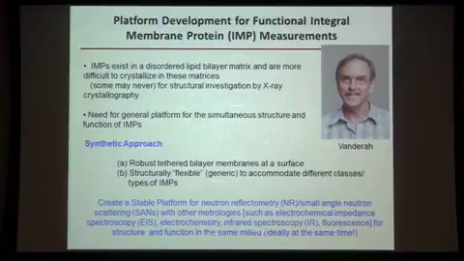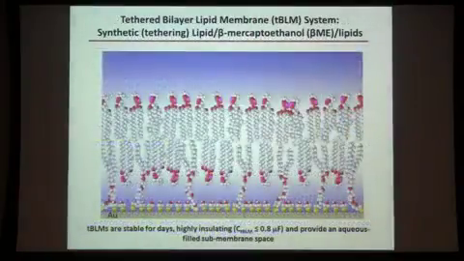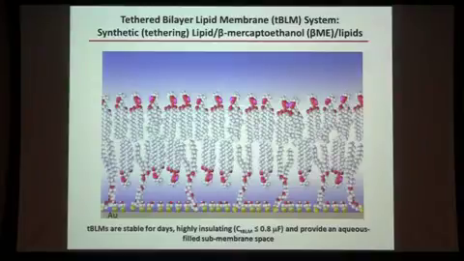And then again, to create a platform such that you can take these self-assembled bilayers and port them into our particular structural measurements, whether they be neutrons or other electrochemical, surface plasmon resonance, fluorescence, or what have you. So this is a picture, before I get into the details of the idea of the bilayer.